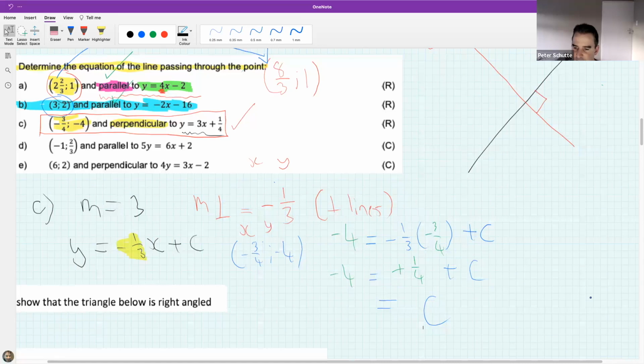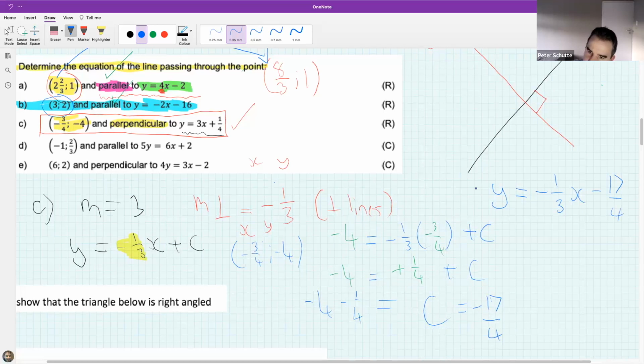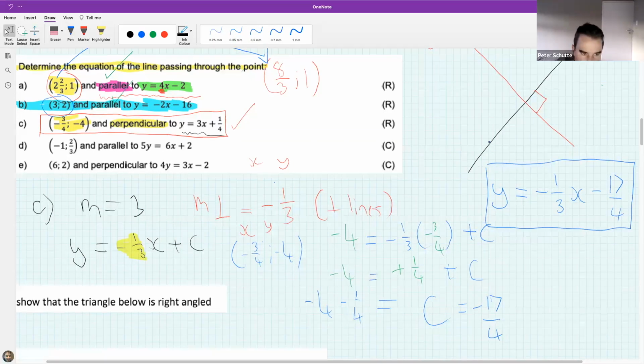What's my final c value going to be? So if I bring this across, I get minus 4 minus another quarter, and I should get minus 17/4. So the final equation of my line is y equals minus 1/3 x minus 17/4.